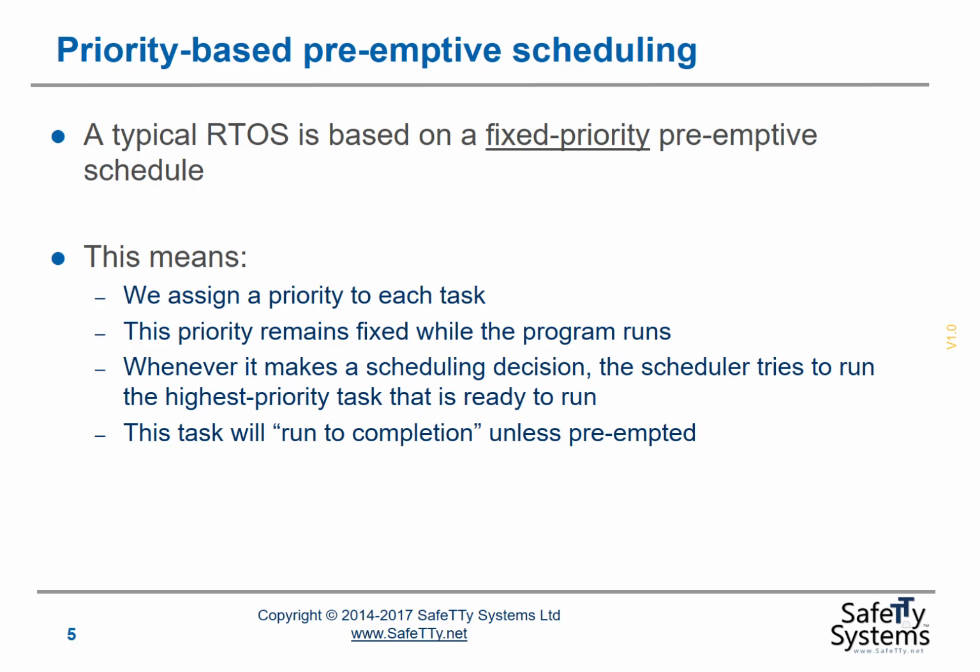Let's begin by saying that a typical RTOS is based on a fixed priority preemptive schedule. What this means is that we assign a priority to each task. This priority remains fixed while the program runs. Whenever it makes a scheduling decision, the scheduler tries to run the highest priority task that is ready to run. And this task will run to completion unless it's preempted.